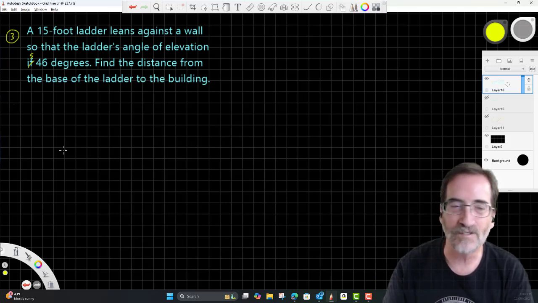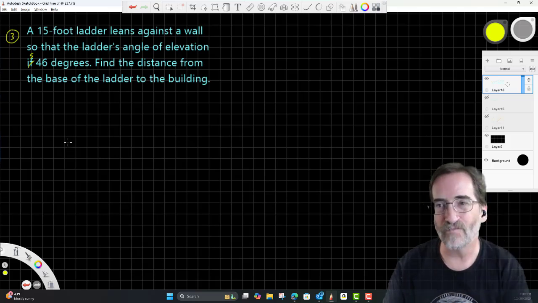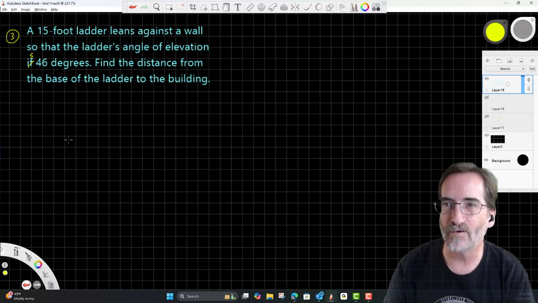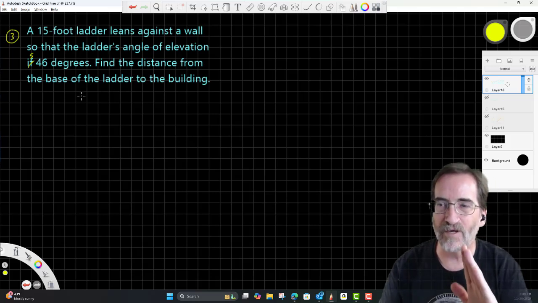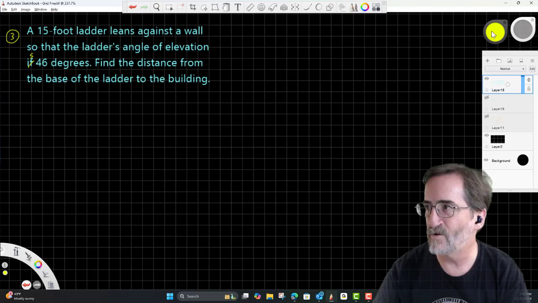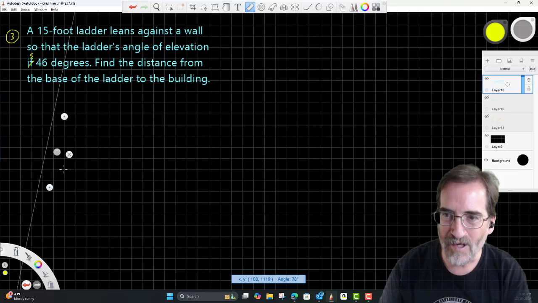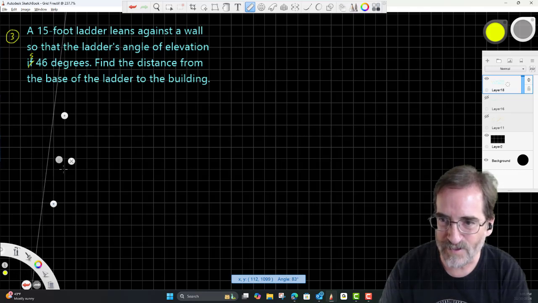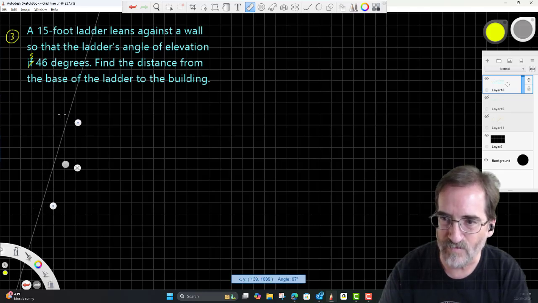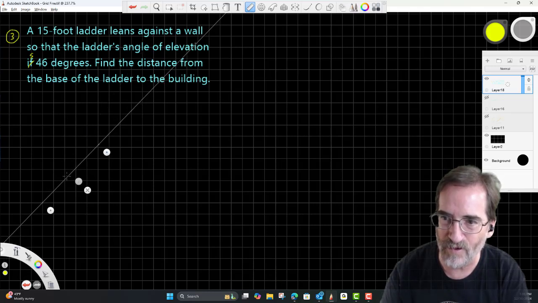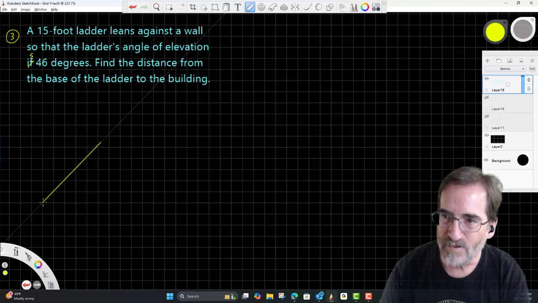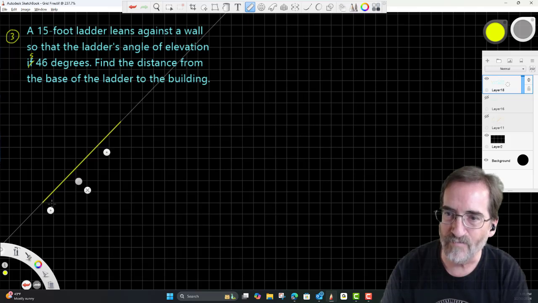So angle of elevation is an upward-looking angle instead of an angle of depression, which is a downward-looking angle. So a 15-foot ladder leans against the wall, so the ladder's angle of elevation is 46 degrees. So the angle up the wall, you drive me up the wall, is 46 degrees. 45 degrees would be perfectly diagonal, so it's slightly steeper than that. So it's something like this. It's leaning up.